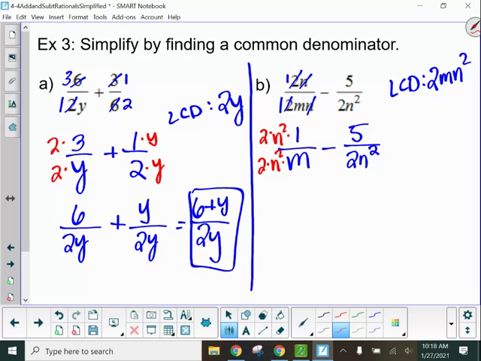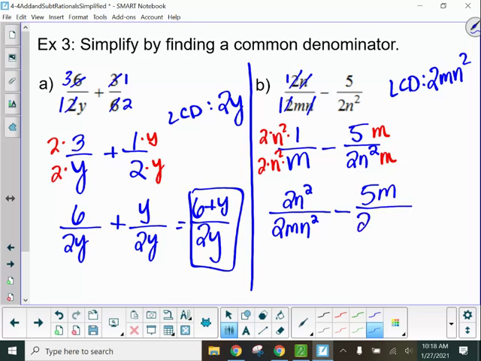Now the second fraction has the 2 and the n squared, but it's missing the m. So I would multiply by the m on the top and on the bottom. So my new first fraction numerator is going to be 2n squared. The denominator, 2mn squared. Typically, we write variables in alphabetical order, so you would put the m before the n squared. Second fraction, the top is going to become a 5m. The bottom is going to be 2mn squared.